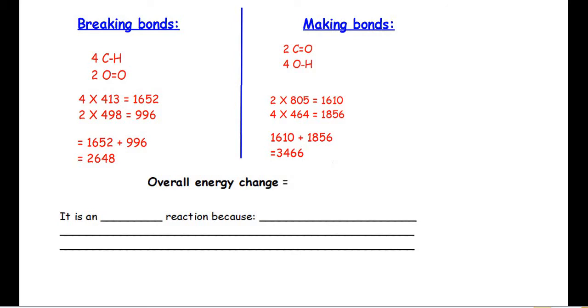Then making bonds, we're making 2 lots of C double bond O's and 4 lots of OHs. Again, we add them together and this side makes 3,466. Now, the overall energy change, what we're looking for there, we need to look at which side has the biggest number. And because the making bonds has the biggest number, it's going to be overall exothermic.